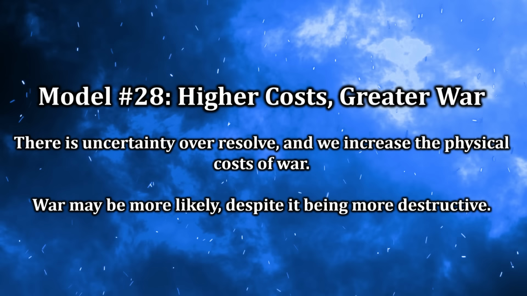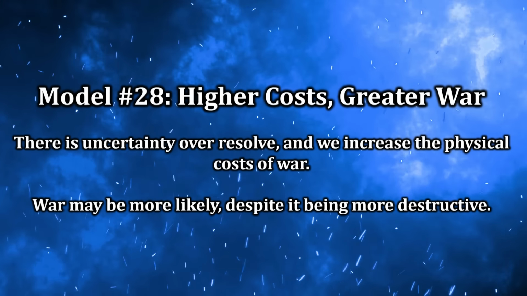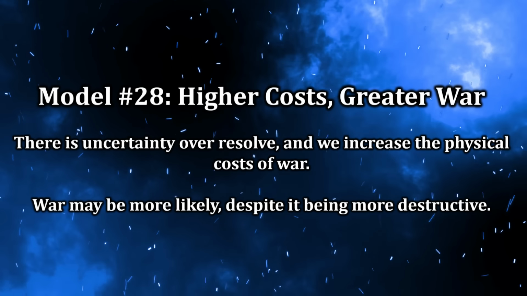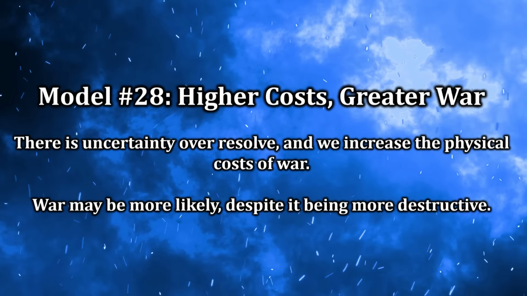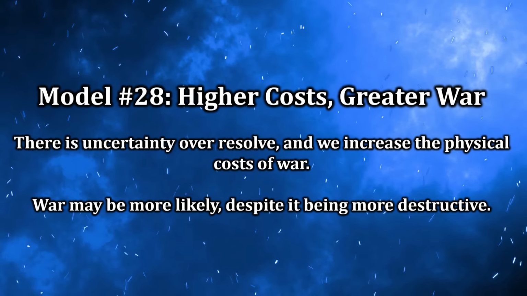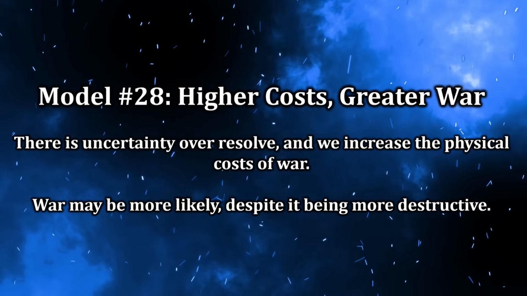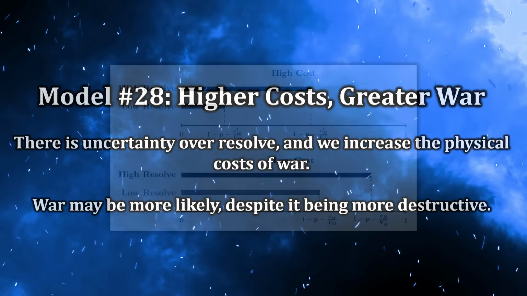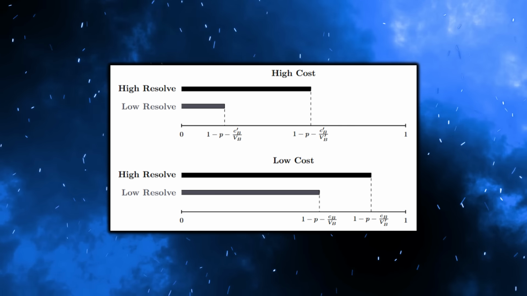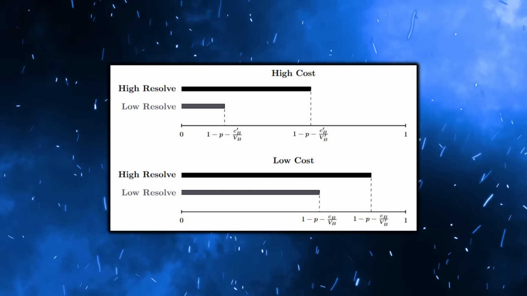Model number 28. Higher costs, greater war. What happens when a party is uncertain over its opponent's resolve, and we increase the physical costs of war? Counterintuitively, this raises the probability of war. Resolve determines how the opponent internalizes its costs. The greater the costs are, the greater the difference in how two types interpret the disutility.